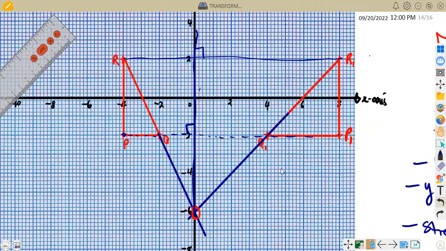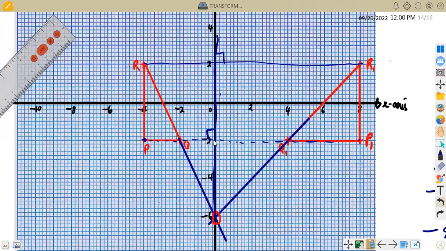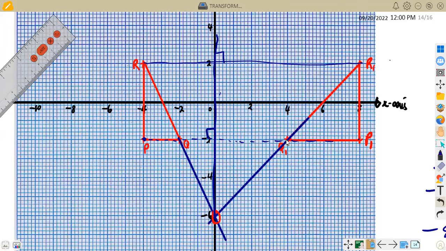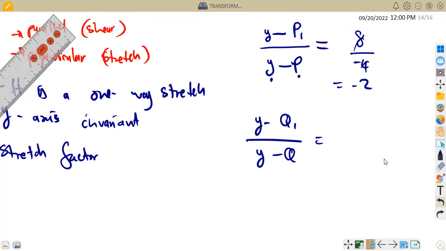Let us prove and see. Q from the invariant line is going to be 2, 4. These are 4 units from the y-axis. Going to Q1 is going to be 2, 4. So this one is 4 according to scale. We are going to the positive.